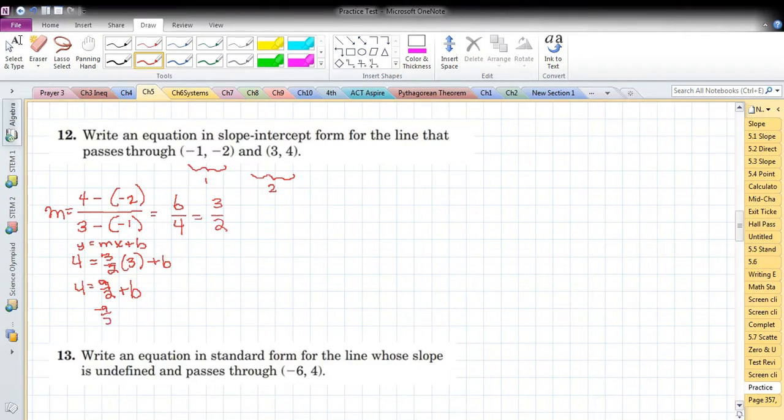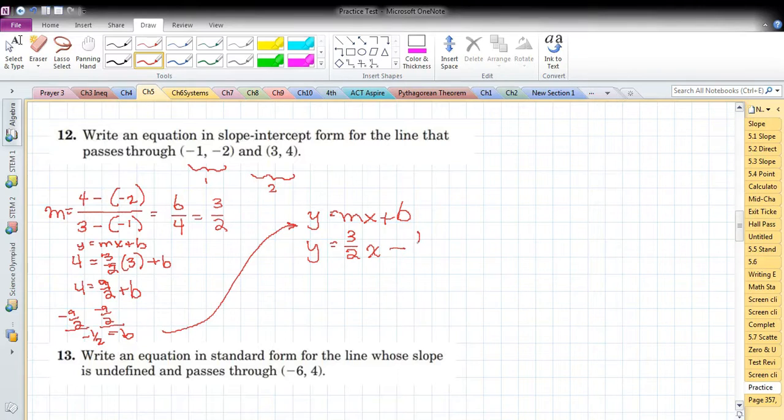Subtract 9/2 from both sides. b is equal to, if you do the math, it's going to be equal to negative 1/2, because 8/2 minus 9/2 is negative 1/2. All right, so we use this information now, and we write y equals mx plus b again. So y is equal to the slope, which is 3/2, x, and the y-intercept, which is negative 1/2.